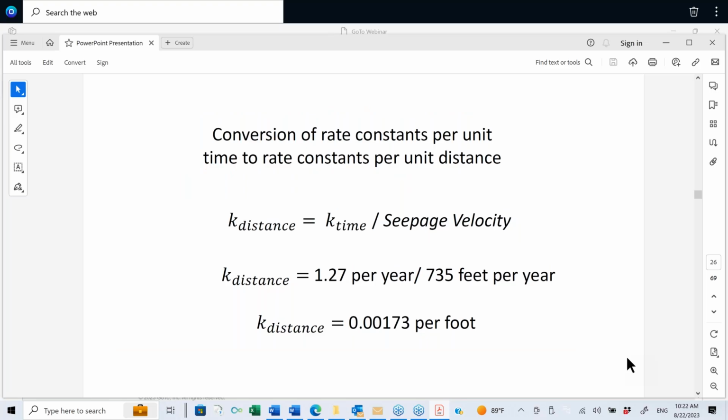We have a rate constant in terms of per year, but that field scale rate constant is in terms of per foot. So we're going to convert the microcosm per year rate constant into a distance rate constant by dividing by the seepage velocity of the groundwater along the flow path. At this particular site, the best estimate of that is about 700 feet per year. So our K with distance equivalent to the Clemson microcosm study is 0.00173 per foot.